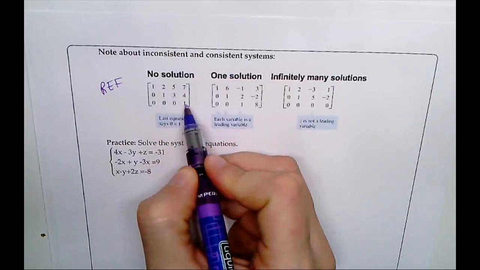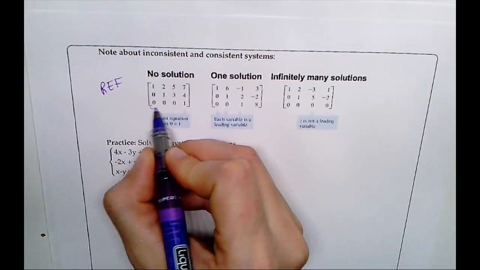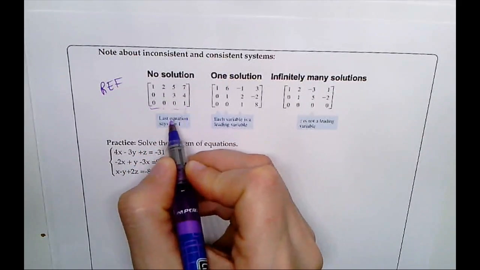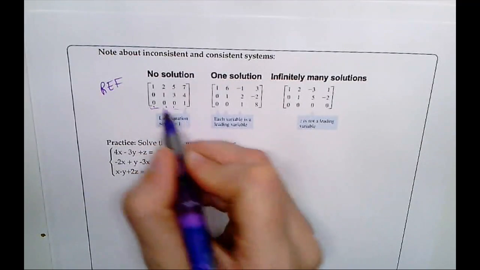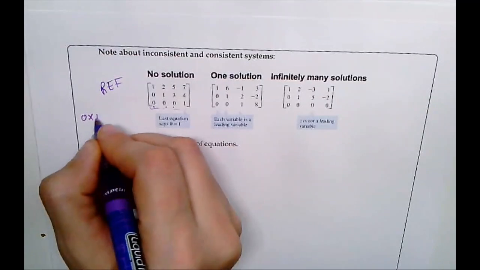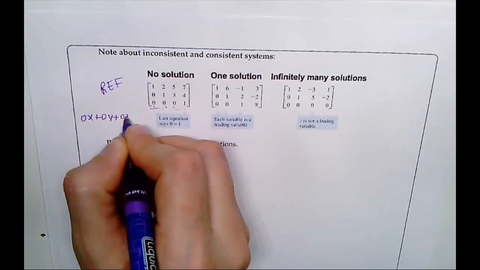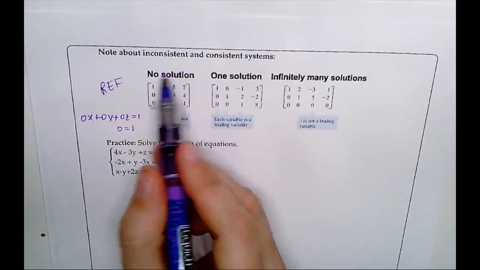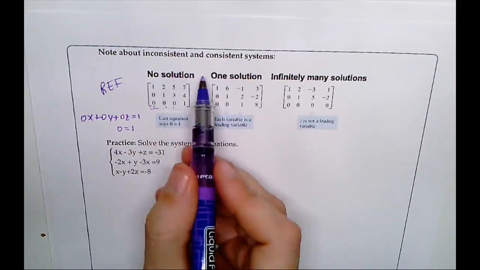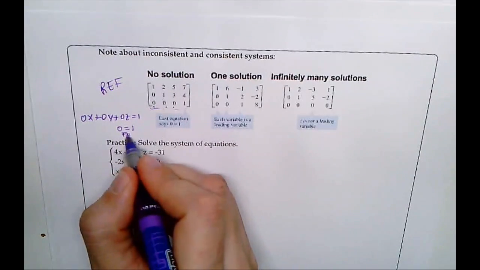This is reduced echelon form, and you get to a row that has something like this. So the last equation, this is for x, this is for y, this is for z. You basically get 0x plus 0y plus 0z equals 1. So you get 0 equals 1. If you get that, then we say that there's no solution because this is a false statement.